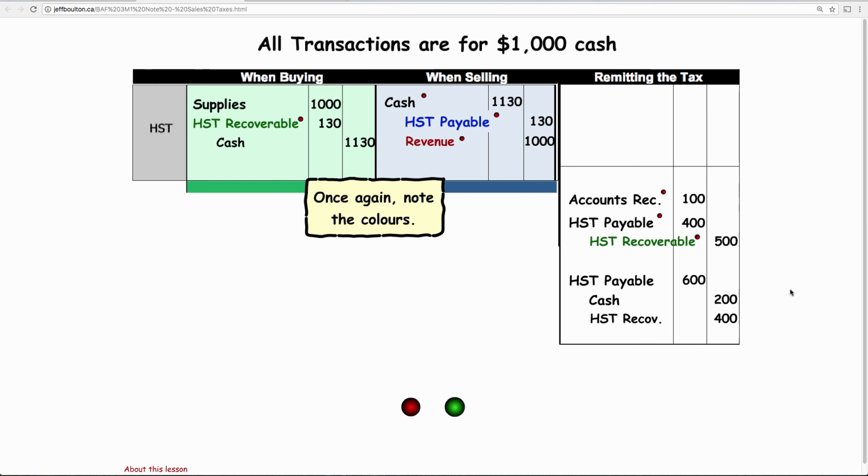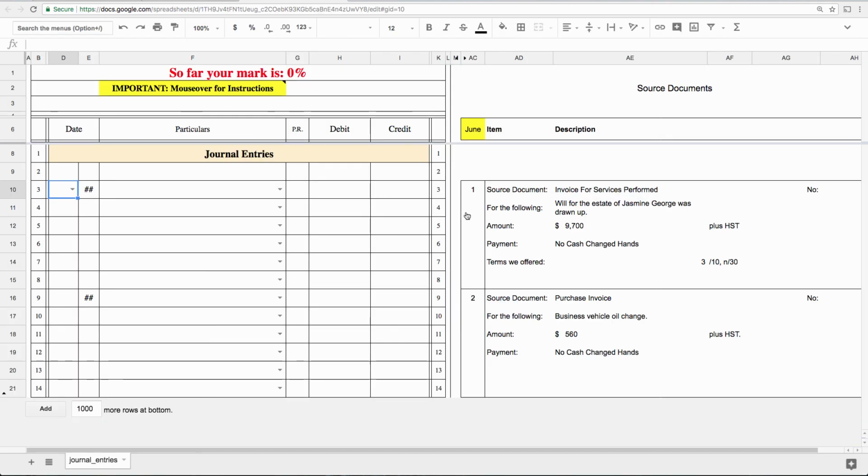That's how it works. It's either going to be this format or this format, depending on which one's larger. And if you're selling stuff and making a profit, it's almost always this one, where you owe the government more than they owe you from your purchases. So let's try a couple more examples. So again, this time we've got a source document to go from.